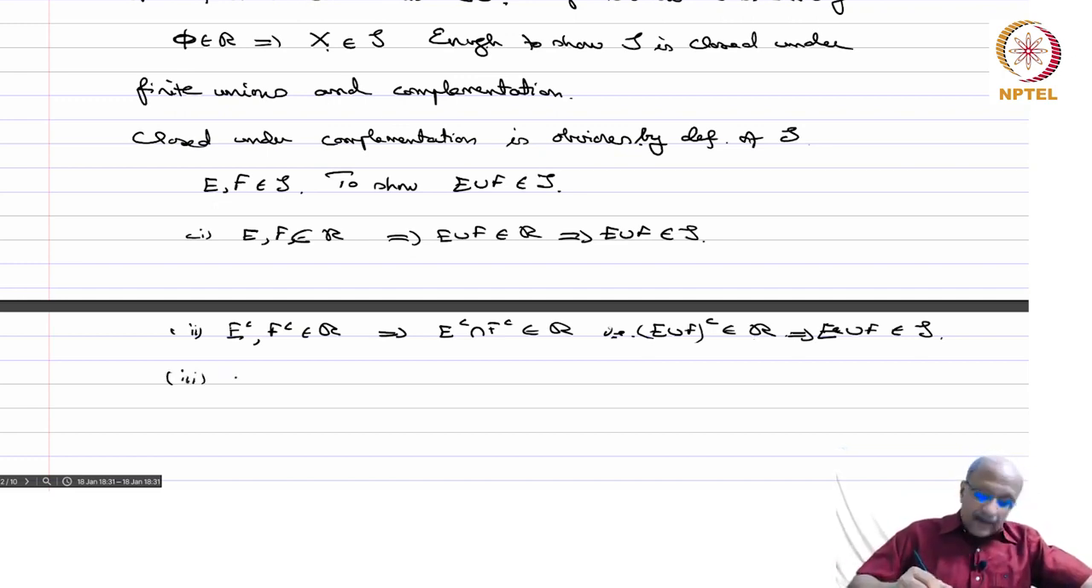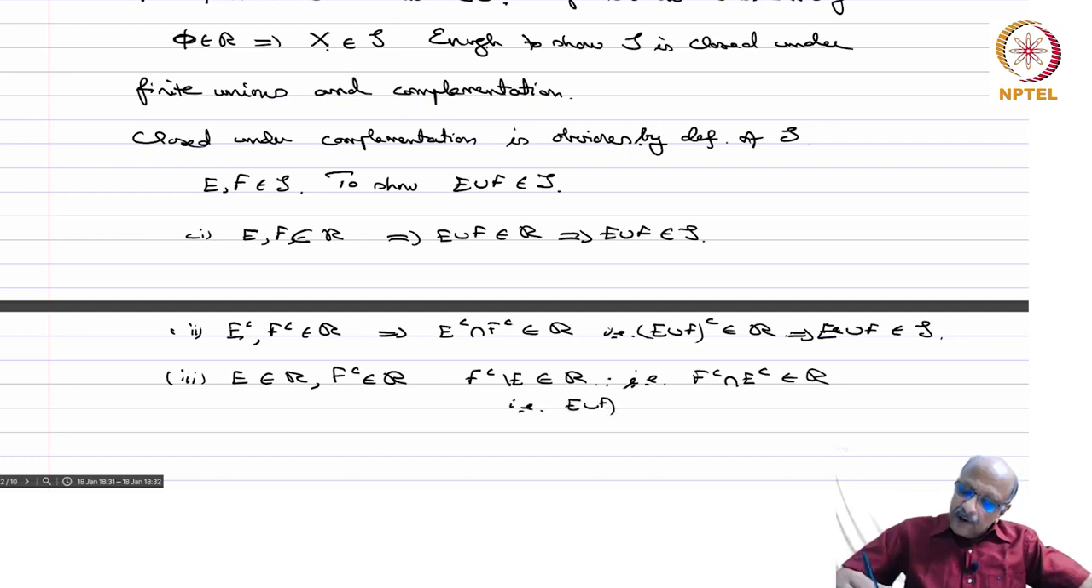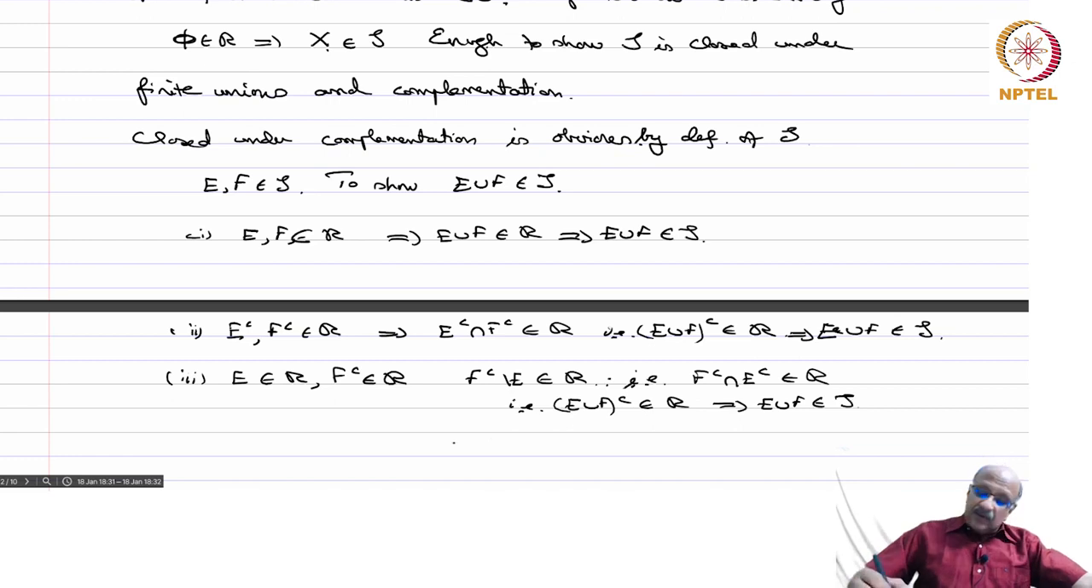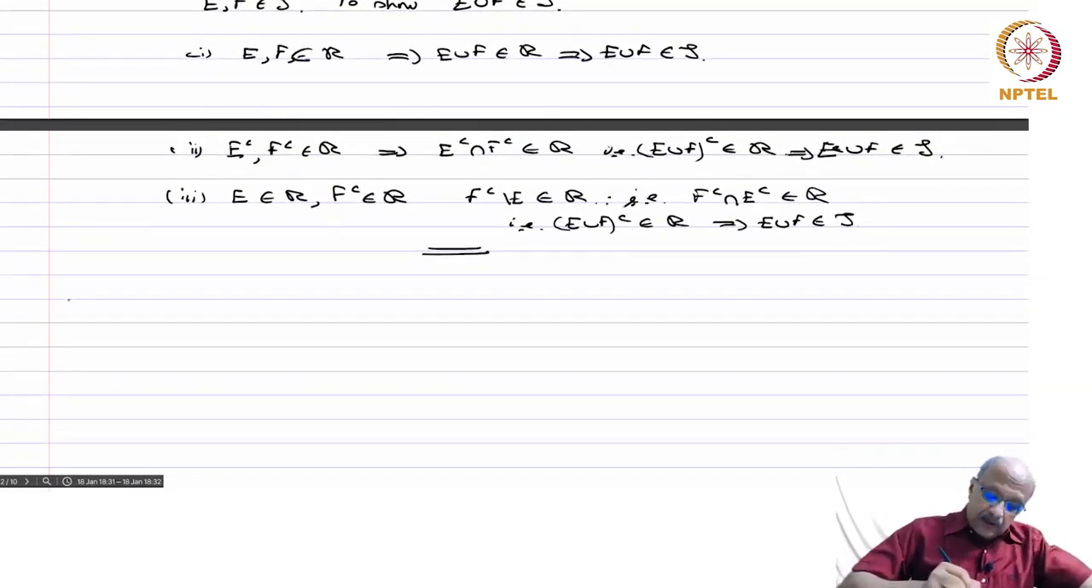Then third: E belongs to R, and let's say F complement belongs to R. This is the third possibility. Then F complement minus E belongs to R, because the difference of sets is in the ring. What is F complement minus E? It is F complement intersection E complement, which belongs to R, that is, E union F complement belongs to R, which implies that E union F belongs to S. So in all the cases we have shown that the union is in S, it's closed under complementation and under unions, and therefore it is an algebra, and it's in fact the smallest algebra containing R. Okay, so second problem.